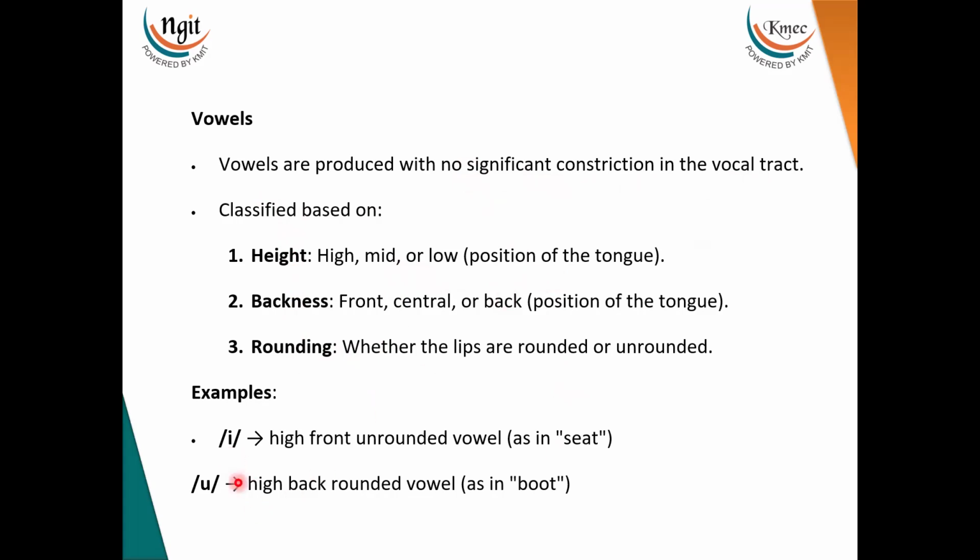The example you can see is the high front unrounded vowel as in seat. So the example given here is SEAT, seat. As I said, this I sound corresponds to the long vowel in English, that is double E. Seat we say, not sit, right? Seat. Basically when you take this particular I, it is at the top front position. I mean to say that your tongue is high towards the front of your mouth when we try to speak this.